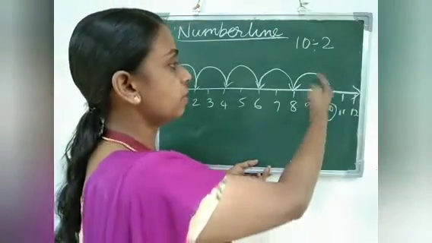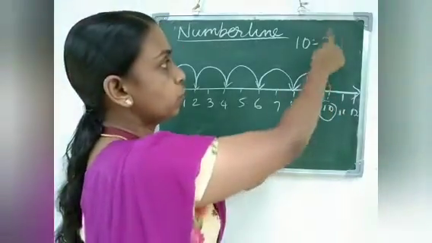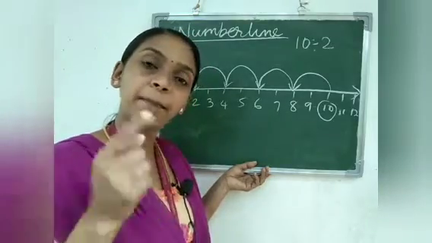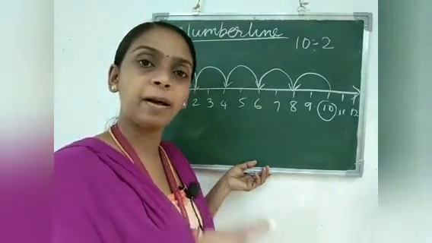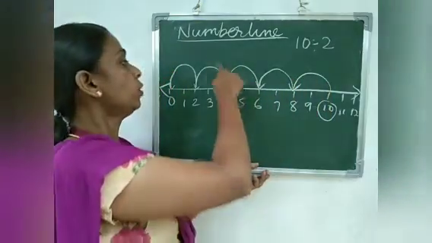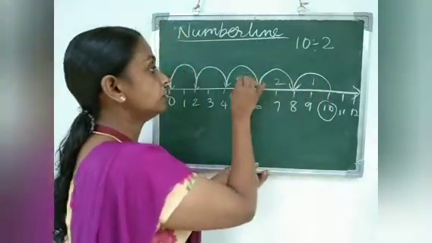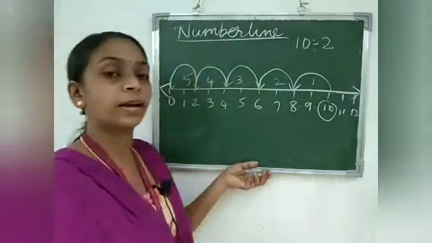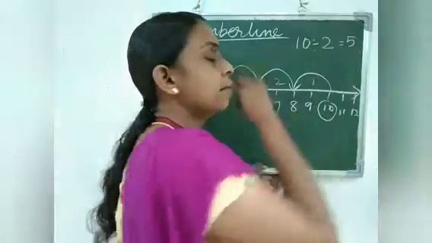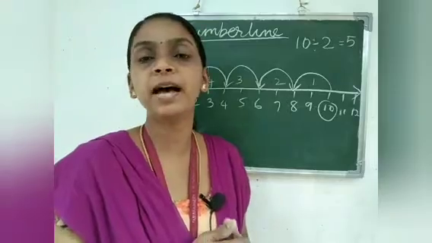From 10 we jumped backward. At a time we took 2 because we have to divide 10 by 2. That is 10, 8, 6, 4, 2, 0. And we have to count the jumps: 1, 2, 3, 4, 5. So what is 10 divided by 2? 10 divided by 2 is 5. The number of jumps will be the answer.